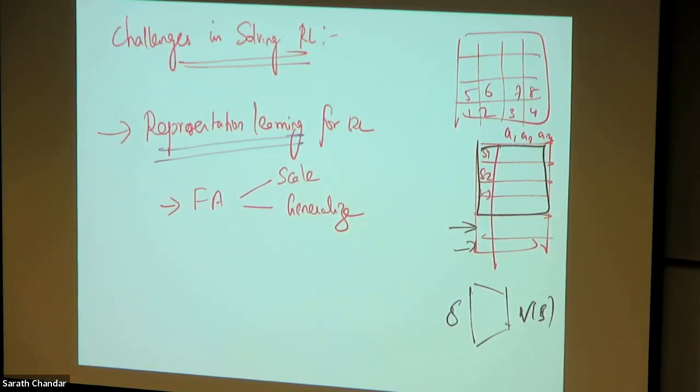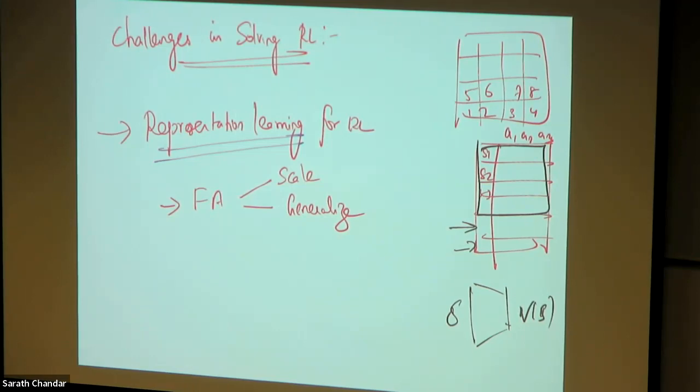So representation learning means that, let's say you're interacting with the environment, can you learn a better state representation so that it becomes easier for learning the policy or value function on top of it? Okay, now there are two ways in which you could do this.